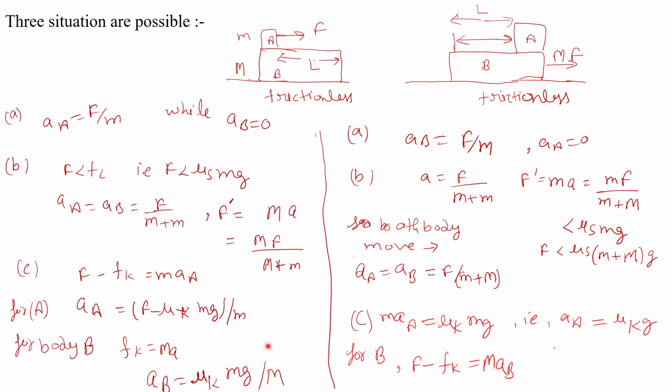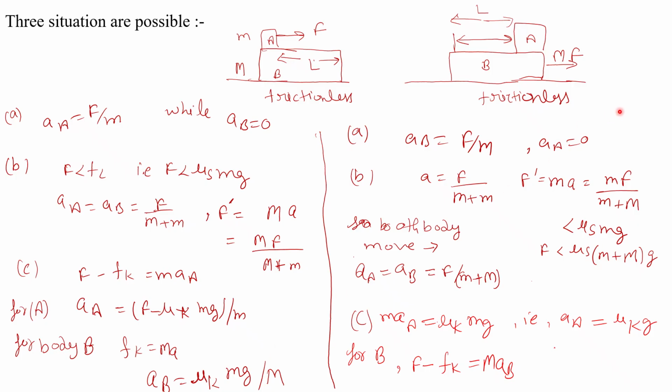Third, in the case when the two bodies move in the same direction but with different accelerations, the force of friction μ_k·m·g opposes the motion of A while it causes the motion of B. So the equation of motion of body A will be F − F_k = M·a_A. So now we see a_A = (F − μ_k·m·g)/M and a_B = μ_k·m·g/m.